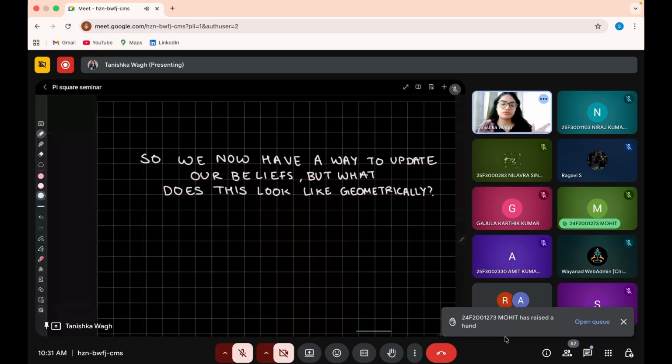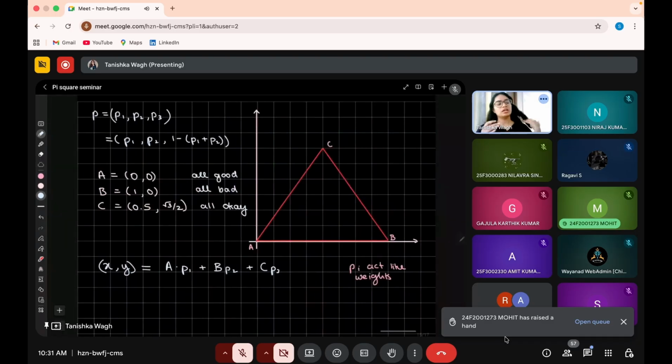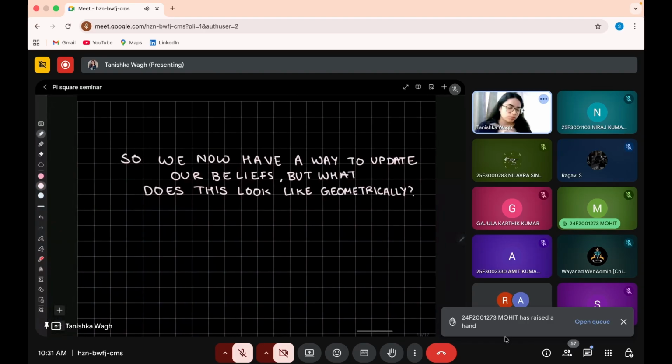So this basically gives us a way to update our beliefs, right? But what does this mean geometrically? So let's take P1, P2, P3 and put it on a Cartesian plane, right? Let's just do it with 2 variables for now. So P1, P2, we're back to our beta distribution thing.